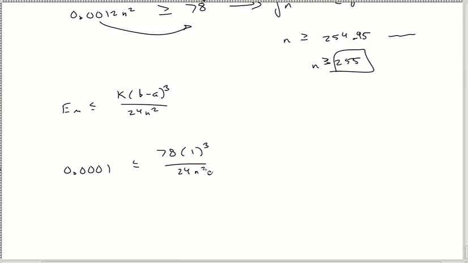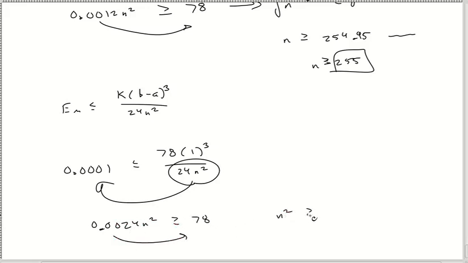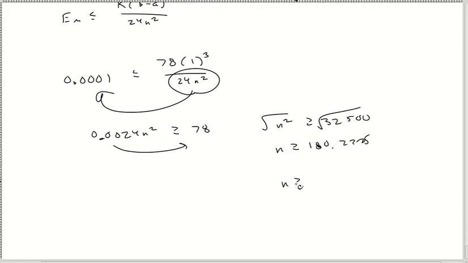24, again, n squared. Multiply it over, and so then you flip your sign. 0.0024 n squared greater than or equal to 78. Divide to the other side. N squared is greater than or equal to the 32500. Square root both sides. N greater than or equal to 180.2775. And so n is going to be greater than or equal to 181. Again, we have to have a whole number.